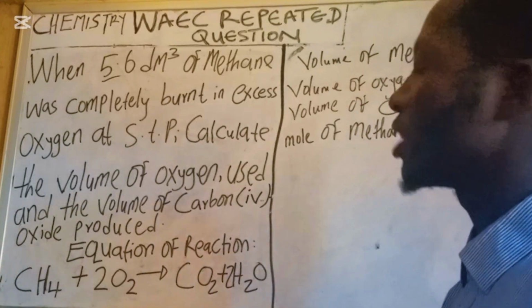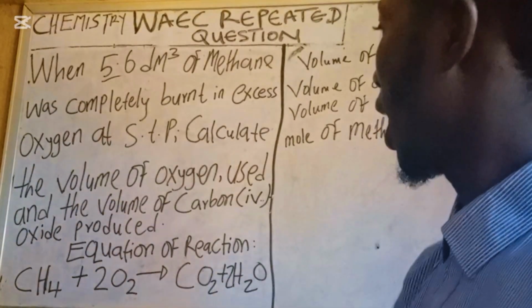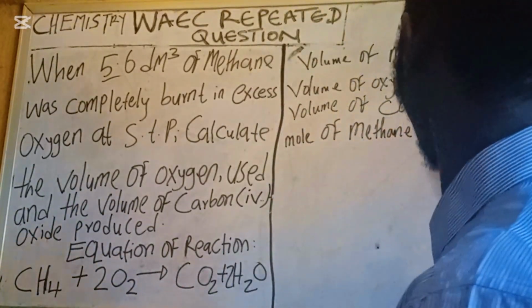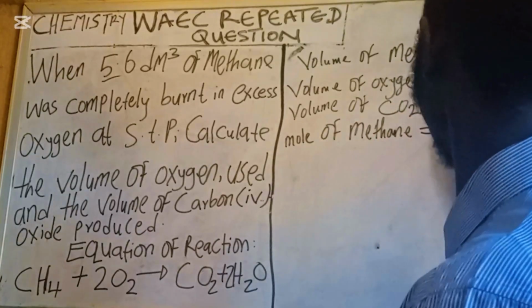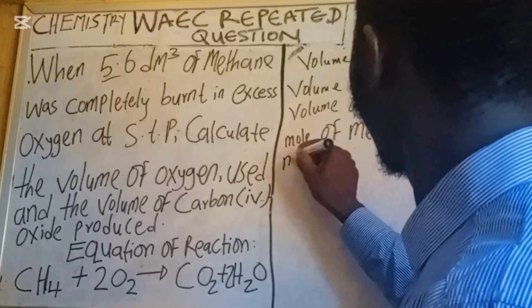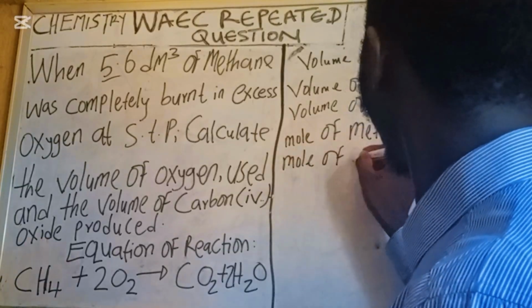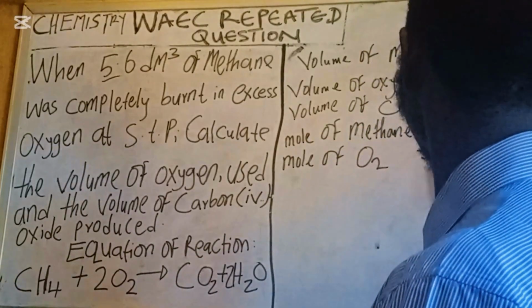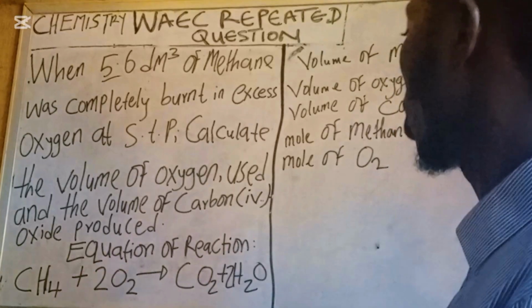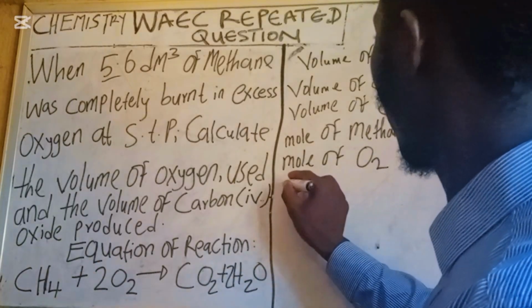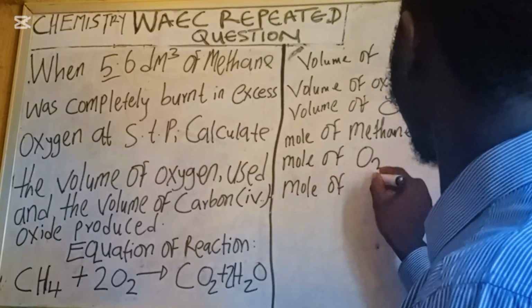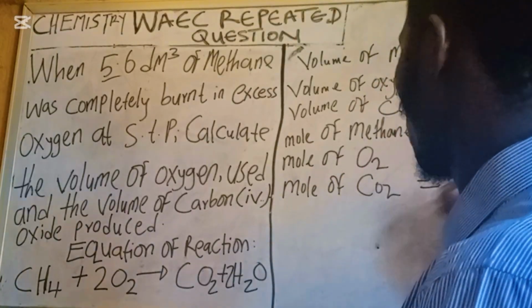So from the equation of the reaction, see, we have 1 here. So our methane is 1. The mole of methane is 1, and mole ratio of oxygen is equal to 2 because of the 2 coefficient that is in front of oxygen. So the last one here is mole of carbon dioxide is equal to 1.